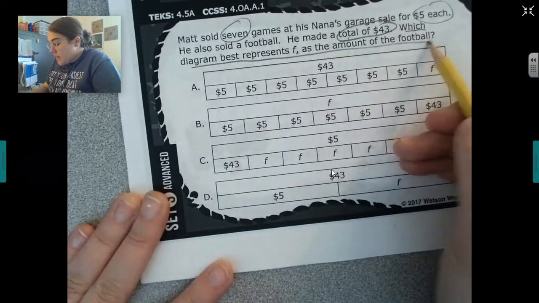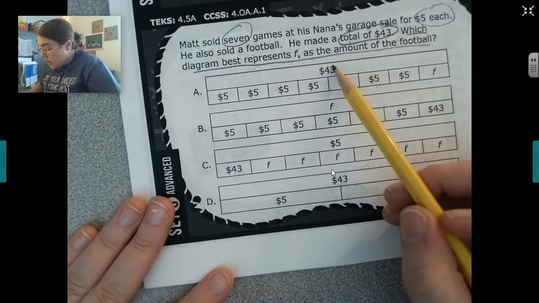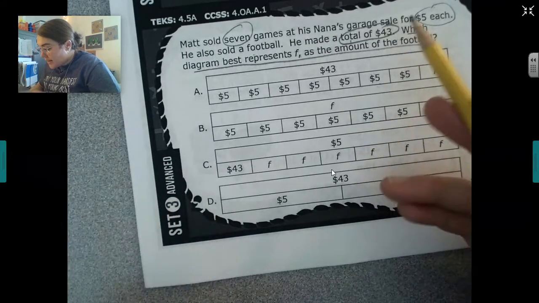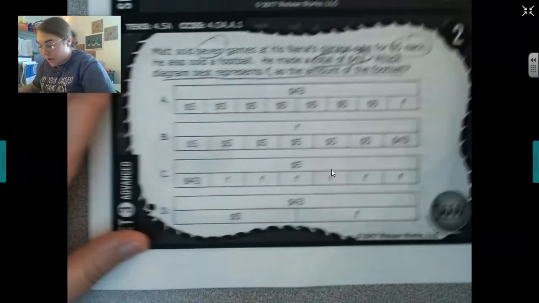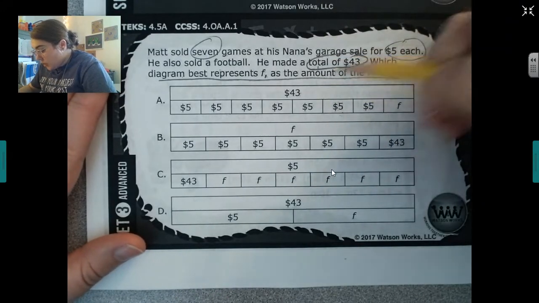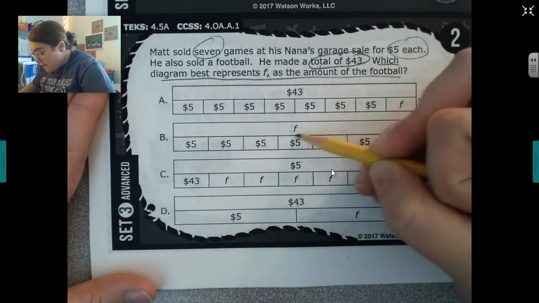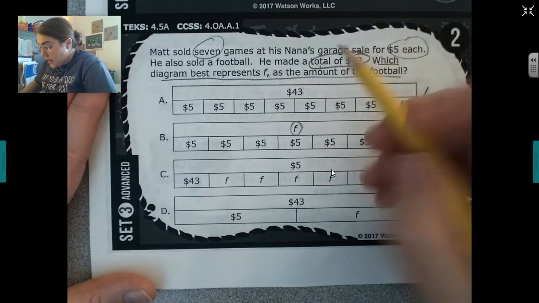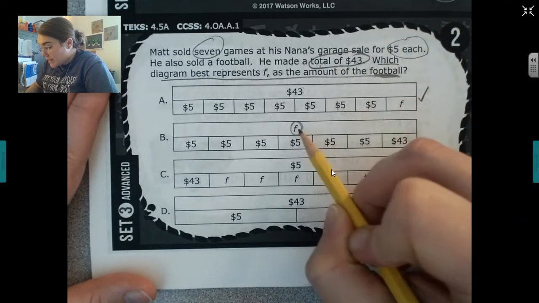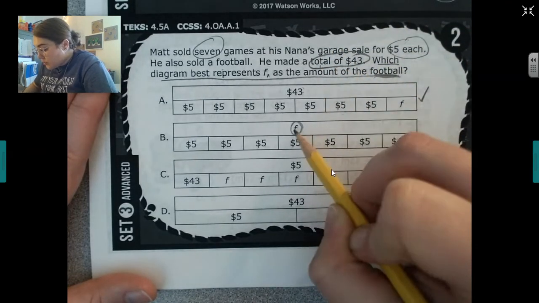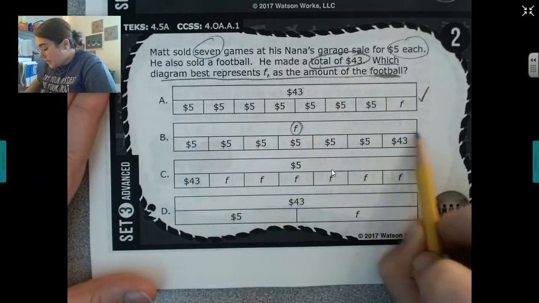So here, remember, your total goes on the top. So let's see which one has the total on the top. $43 is our total, so total should be on the top. It is. So that could be a question. F is on the top. We want to know the amount of the football. That's our F.